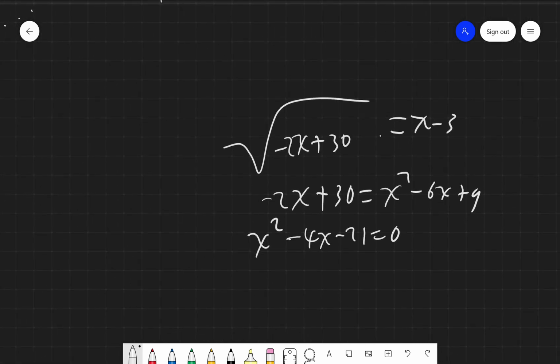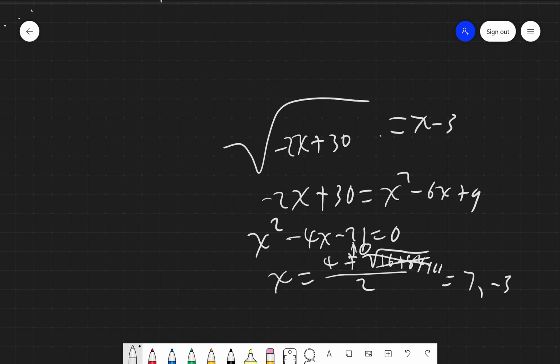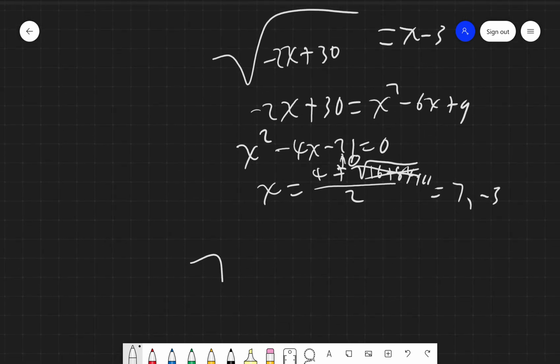Then x equals 4 plus or minus the square root of 16 plus 84. This is 100, so this is 10, all over 2. So that's equal to 7 and negative 3. Let's plug them in. The square root of negative 14 plus 30 is equal to 4. Is that true? This is 16.